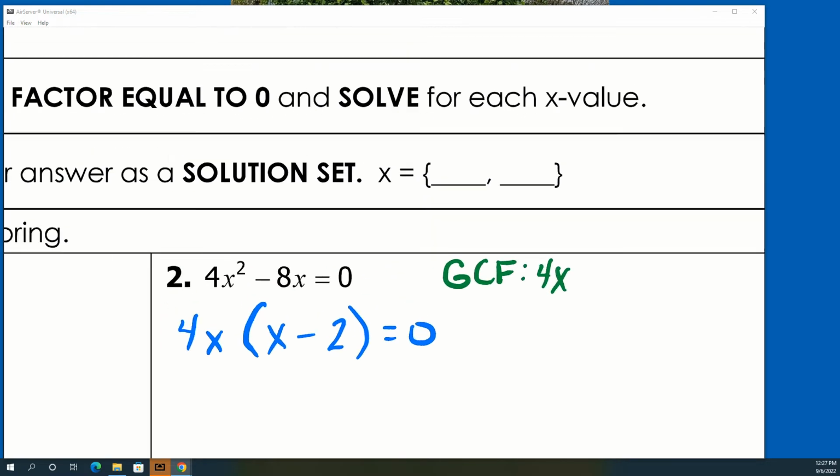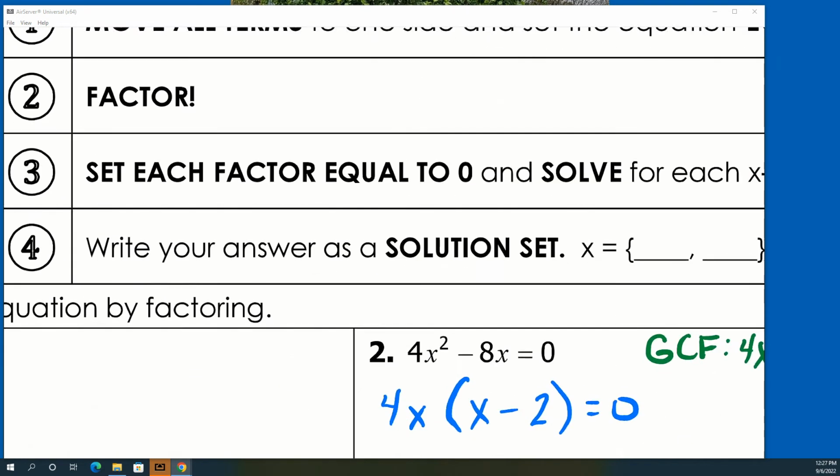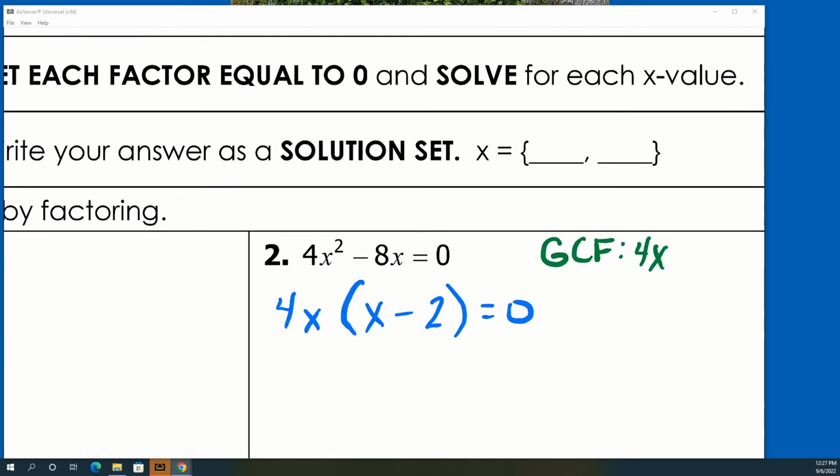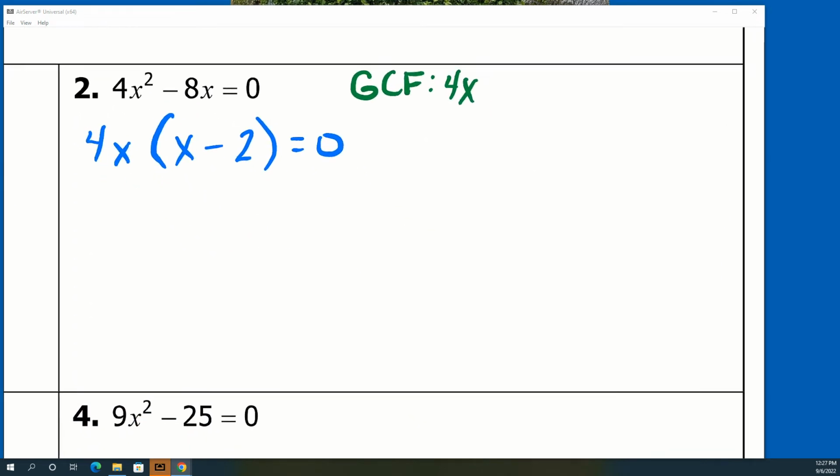The new part is now we are going to set each factor equal to 0 and solve for x. So these are two things multiplied that get 0. So it's 4x times x minus 2 is 0. So if you're multiplying and you get 0, how does that happen? Like how do you multiply to get 0? Something has to be times 0. So every time you multiply and get 0, one of those things is 0.